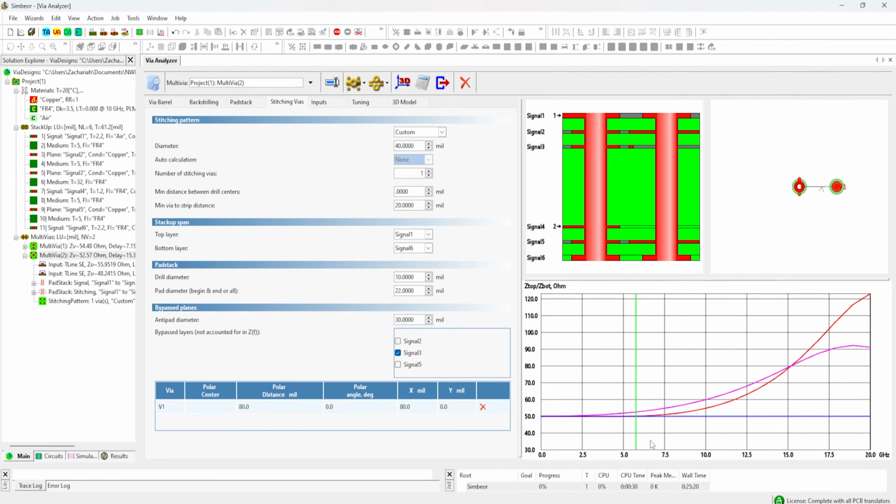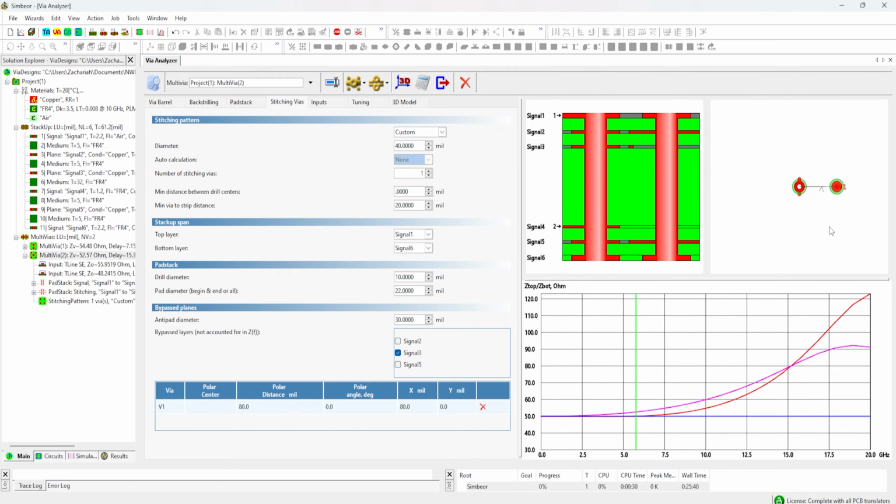So this green line is the localization frequency, and it basically tells you how good of a return path you have in this via structure. So this localization frequency is very important because it basically tells you at what frequency this via transition and its stitching via starts to radiate.